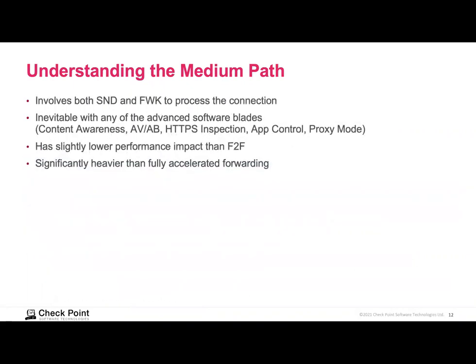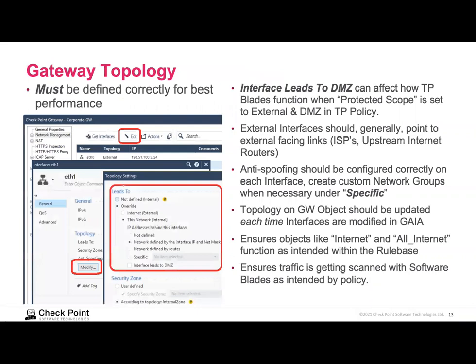So with medium path, again, it involves both the SND and FWK processes. Unfortunately, in many cases it's inevitable, because the more software blades you turn on, and we want you to turn more software blades on, the more likely there is that traffic is going to have to hit this path. So it's kind of a double-edged sword, but there are still some other things we can do to make sure we get the best optimization.